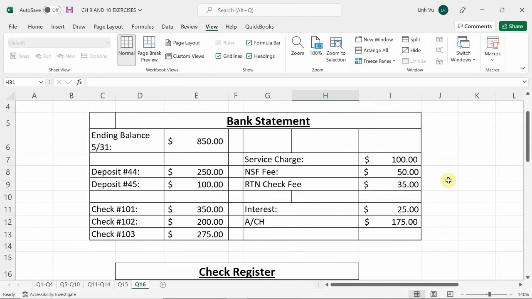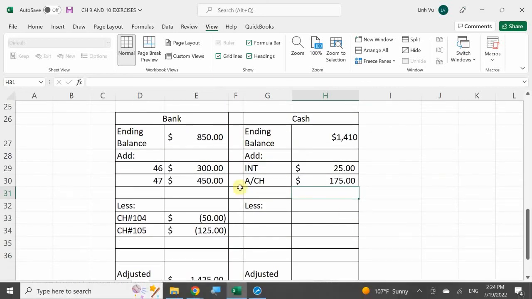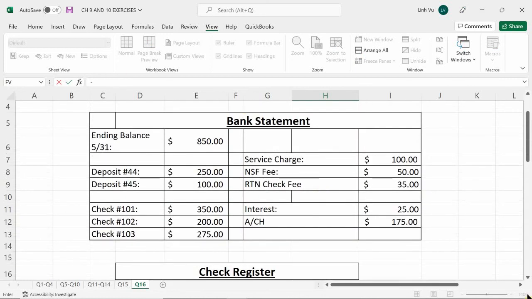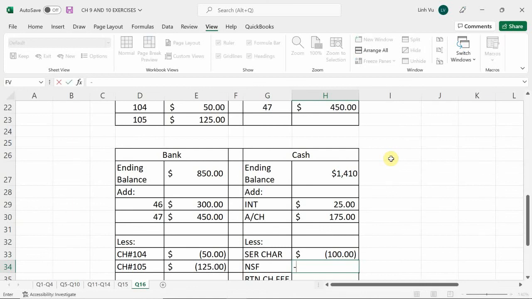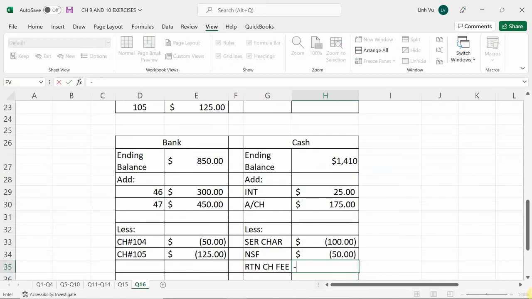So in this case, I have to record all of that. So service charge, NSF, and return check fee. Okay. So service charge, NSF, and return check fee. All right. My service charges was $100. Okay. My NSF was $50. And my return check fee was $35.